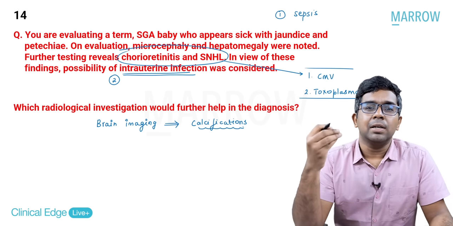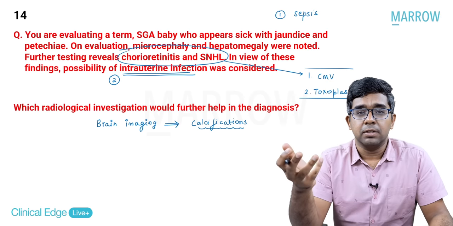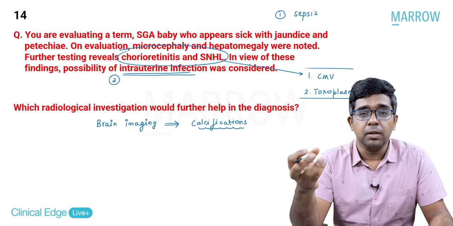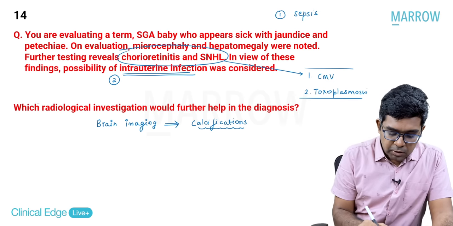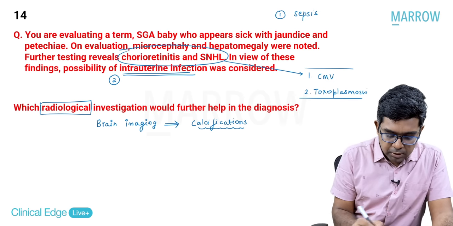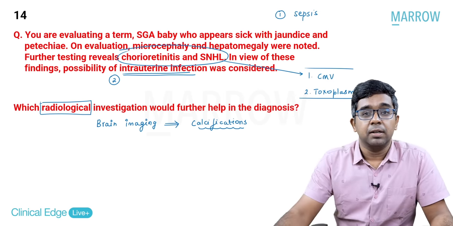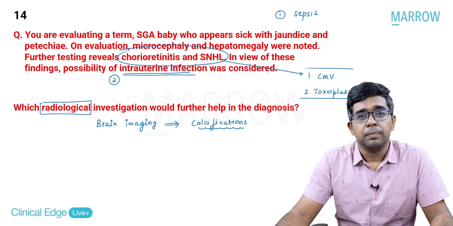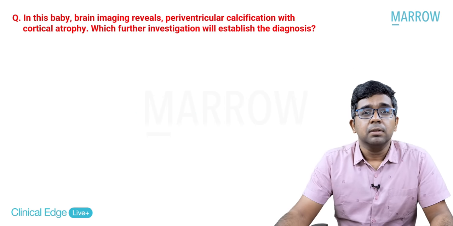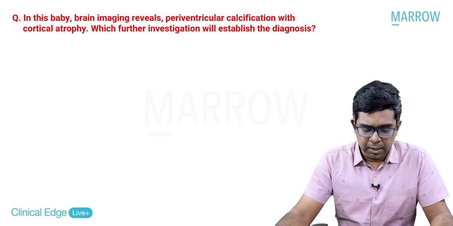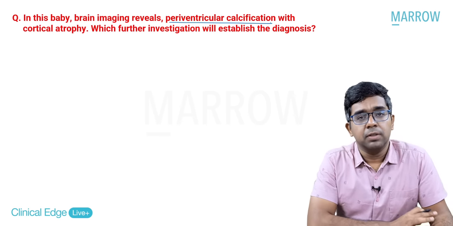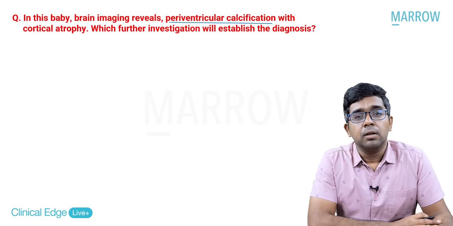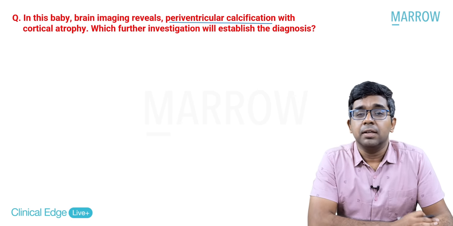Remember, I can also do the other investigation, like serological investigation, looking for antibodies. That is correct. However, the question was not that. The question is, which radiological investigation? For that, I should answer brain imaging, where I have to look for calcification. Look at the further part of the question. Suppose brain imaging reveals periventricular calcification with cortical atrophy. What should be the further investigation?